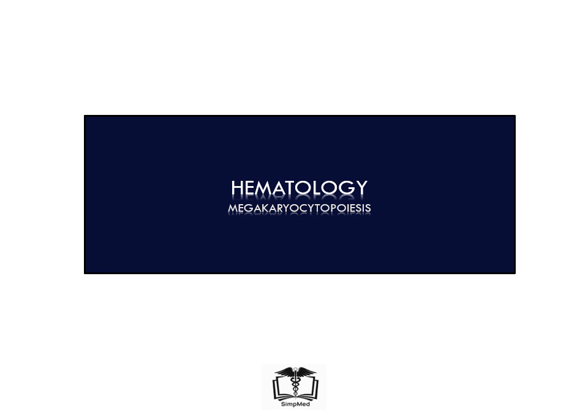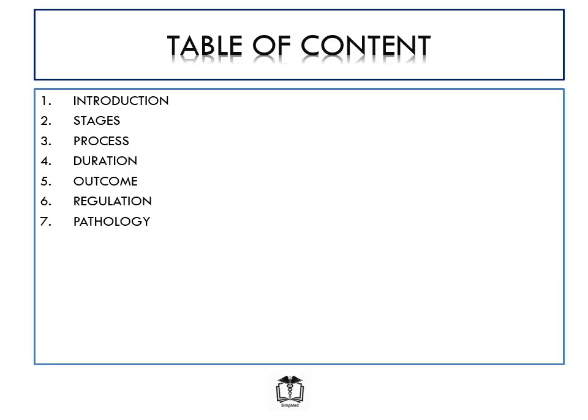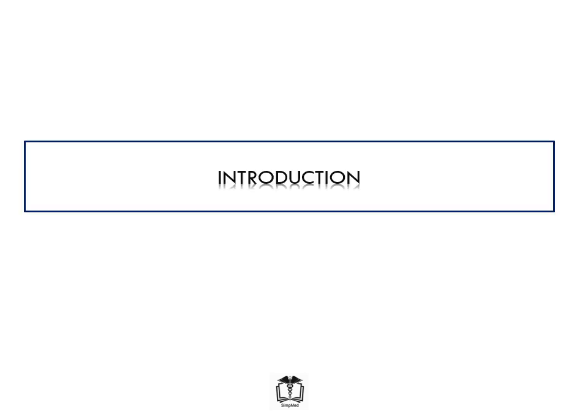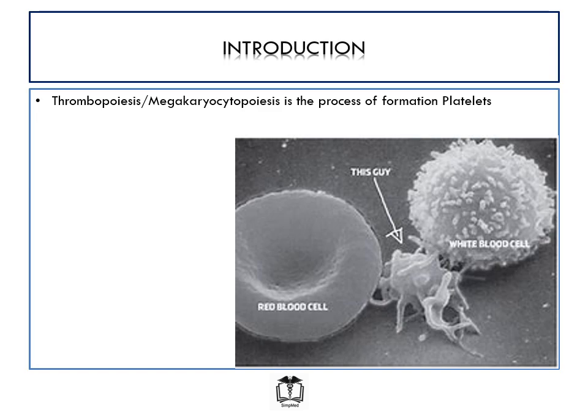Welcome to our module on megakaryocytopoiesis. So thrombopoiesis or megakaryocytopoiesis is the process of formation of platelets. Platelets are one of the key blood cells found within the blood, alongside the red cells and the white cells. We'll talk about the different steps in the process of megakaryopoiesis.